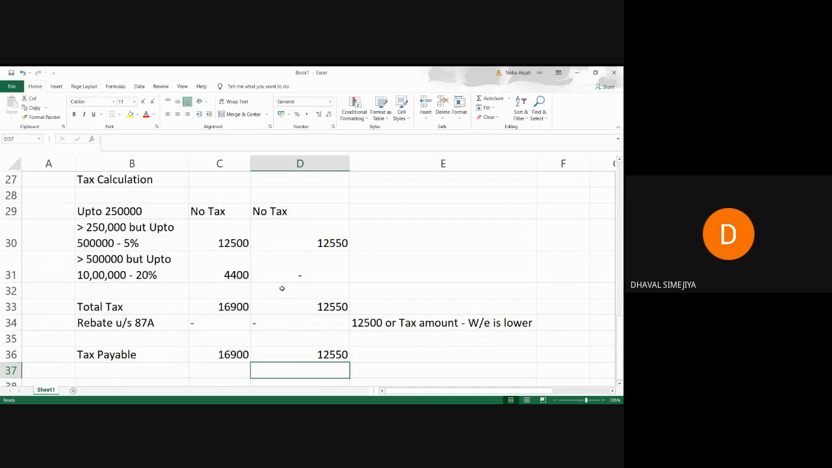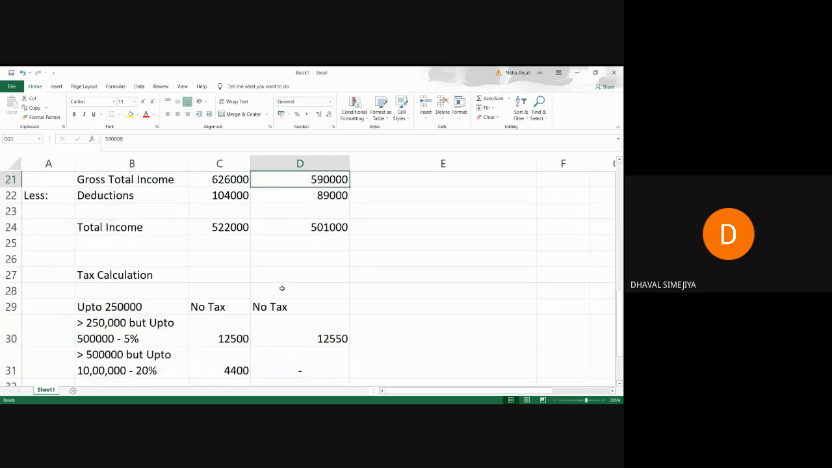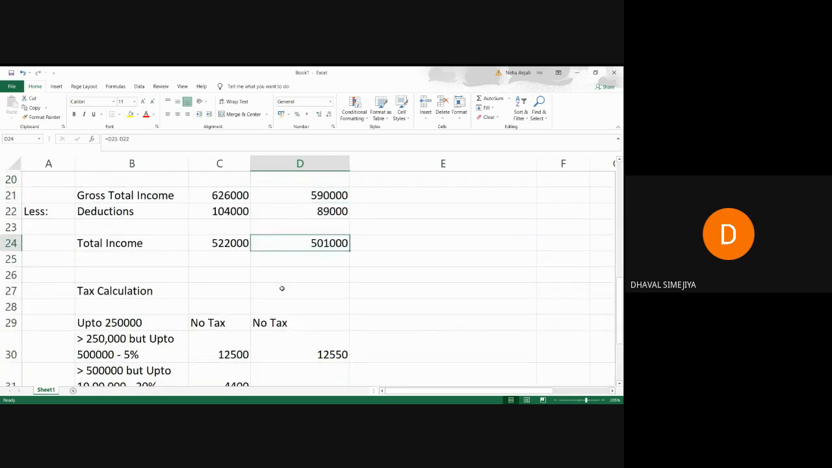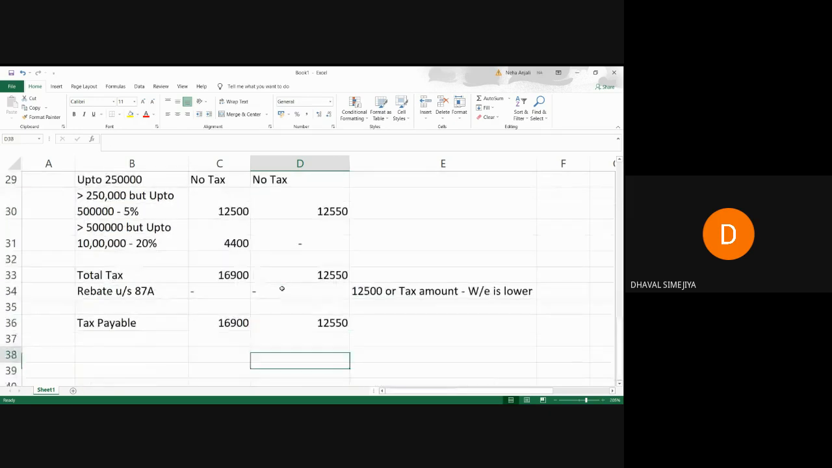Are you getting my point? If your total income exceeds 5 lakh rupees, it is higher by 1,000 rupees only. Because of that 1,000 rupees, Mr. B has to pay 12,550 rupees. This is the drawback of income tax rebate 87A. Either you can claim full or nothing.